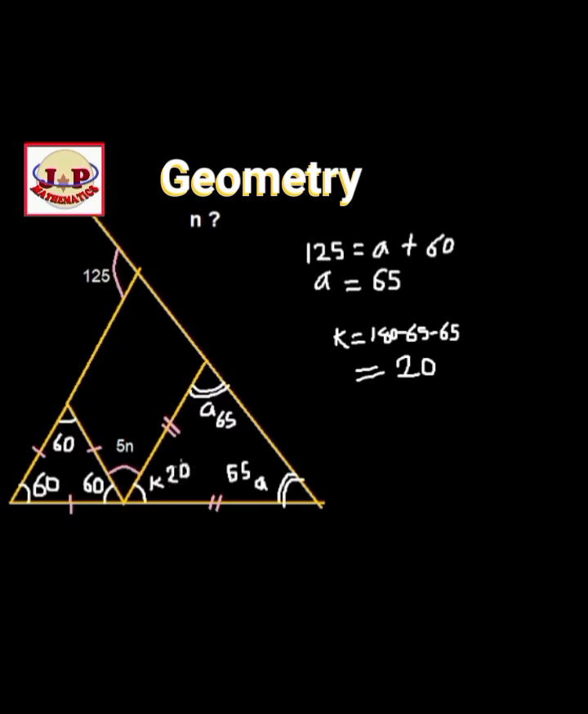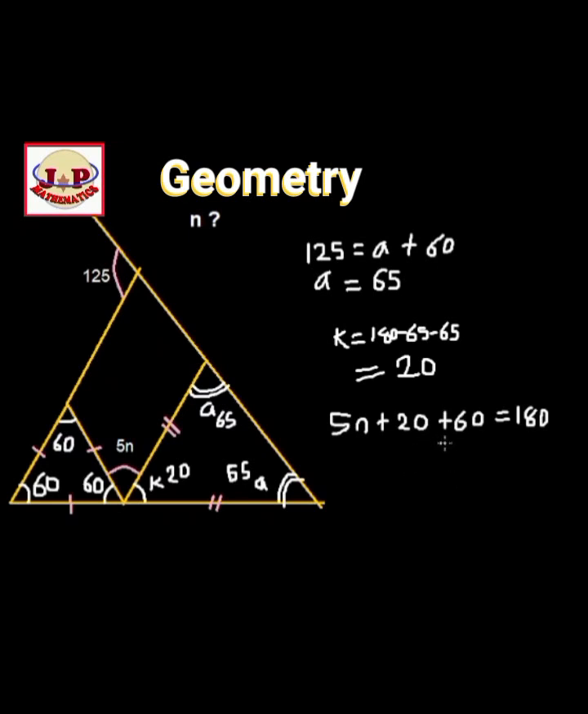So that being said, we are going to look at this straight line now. This is a straight line, and this is a point. So for angles on the straight line, we have angle 20, angle 5n, and angle 60. So 5n plus 20 plus 60 is equal to 180 degrees. And our reason is the sum of angles on a straight line.